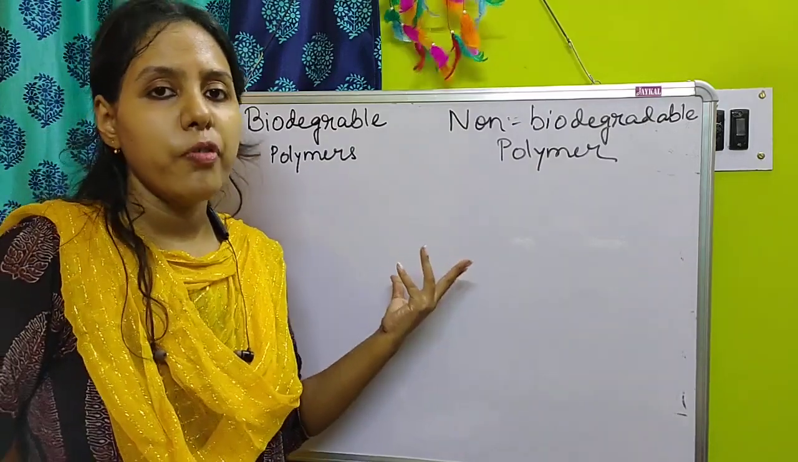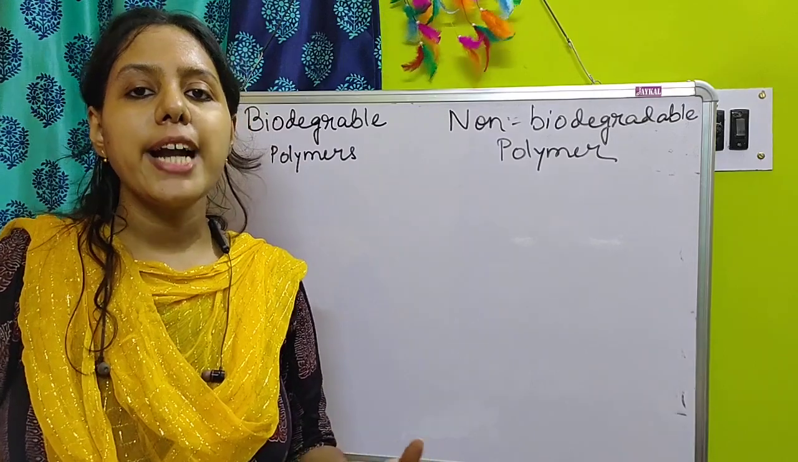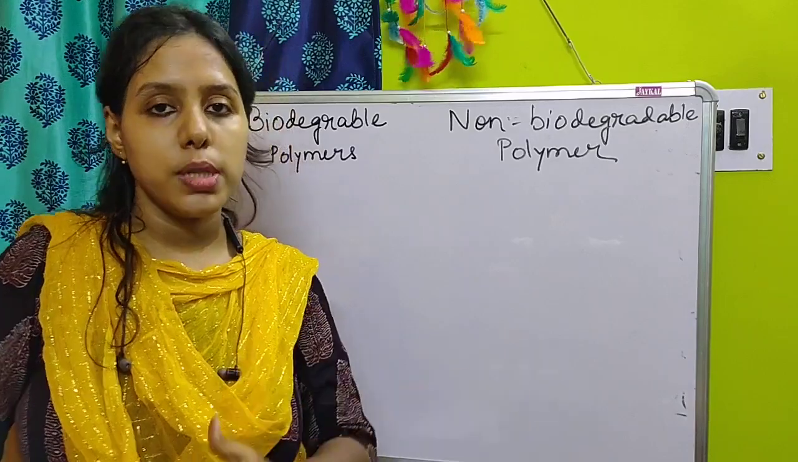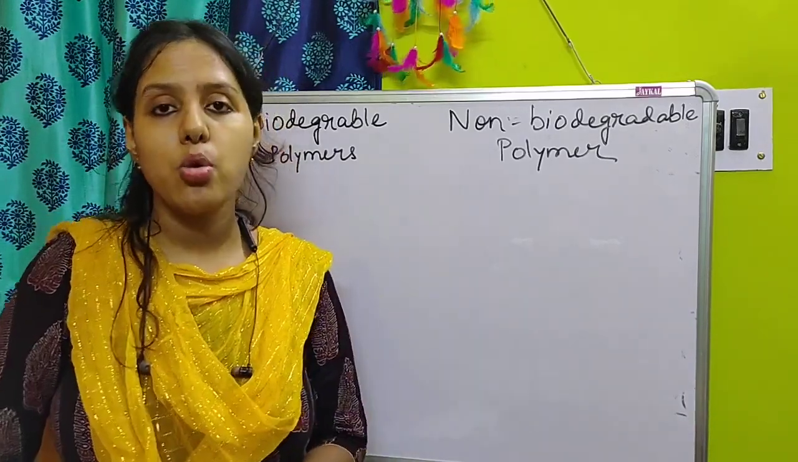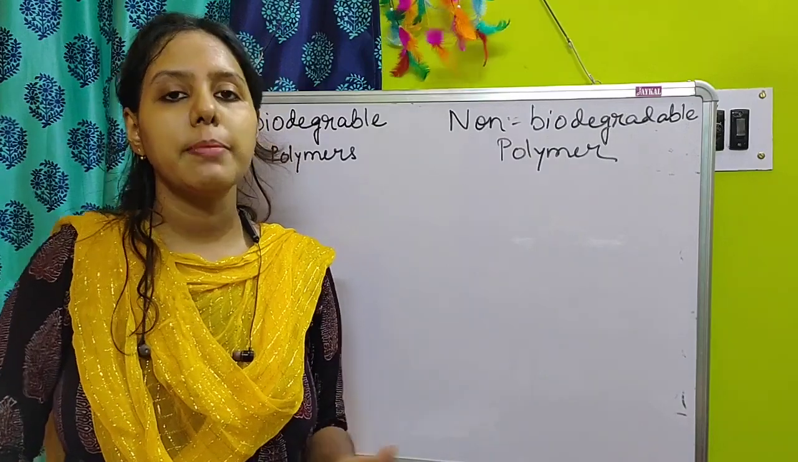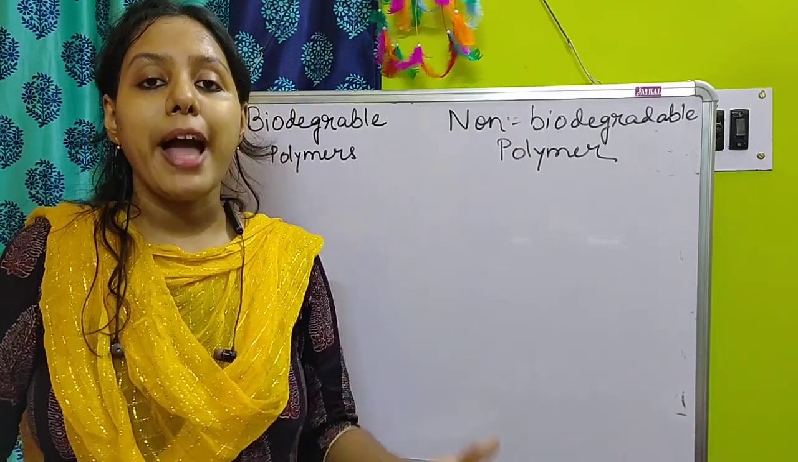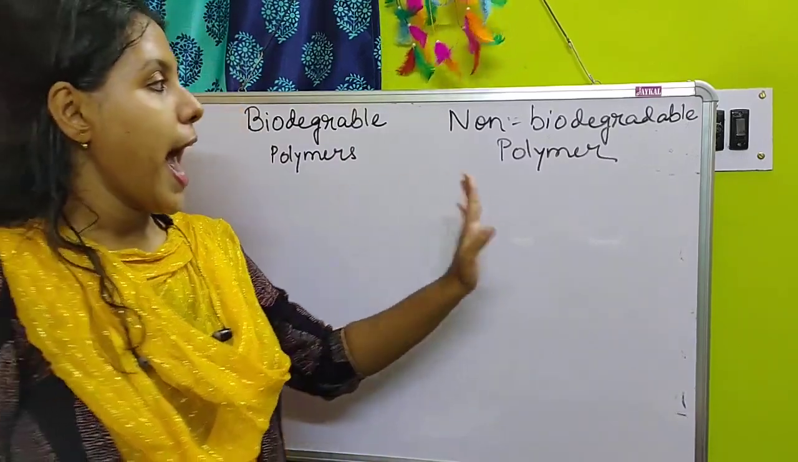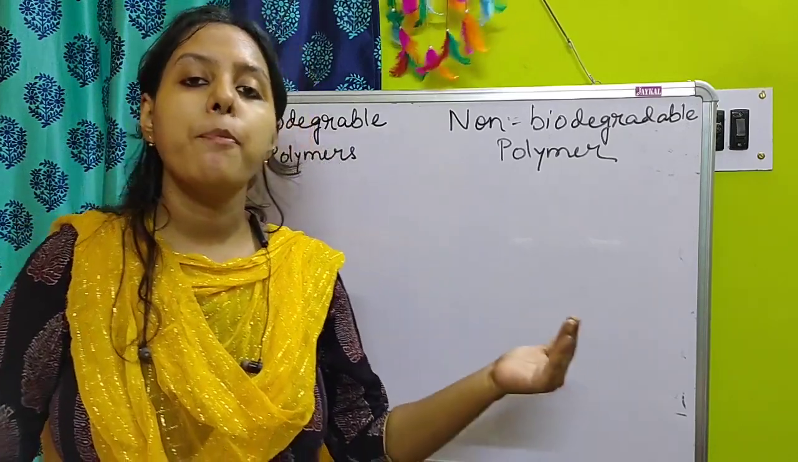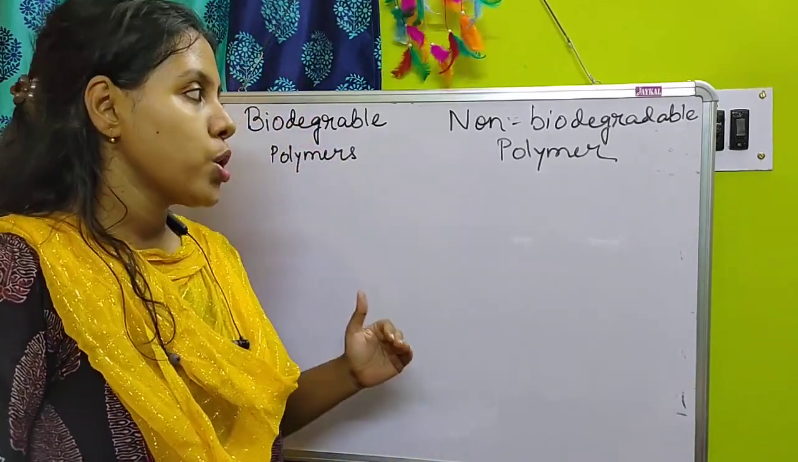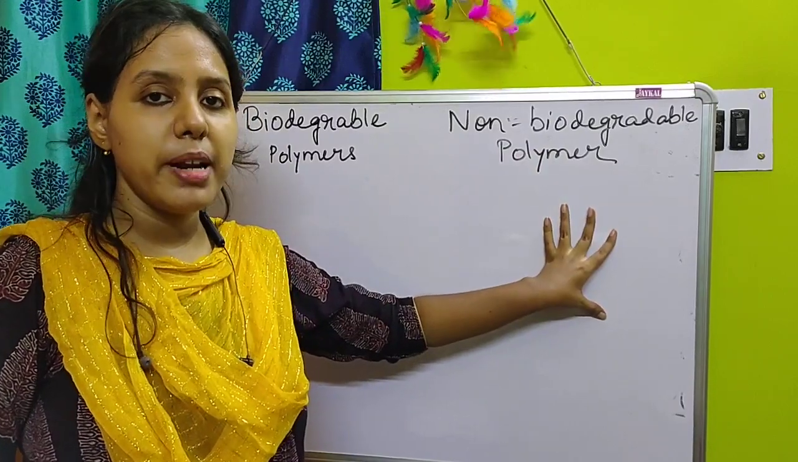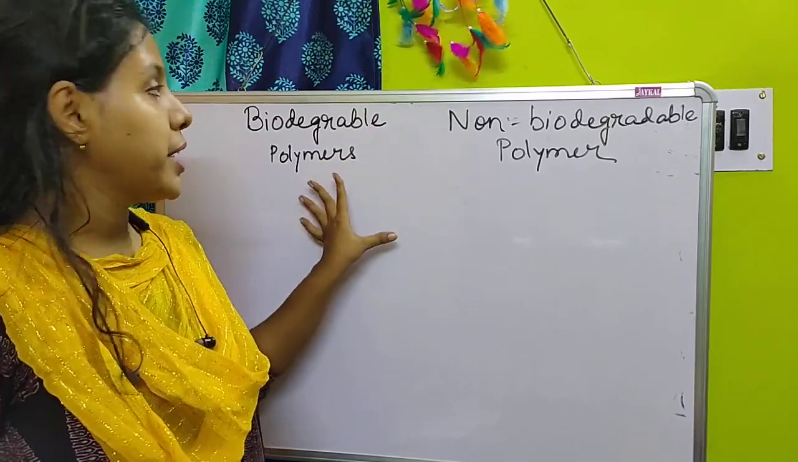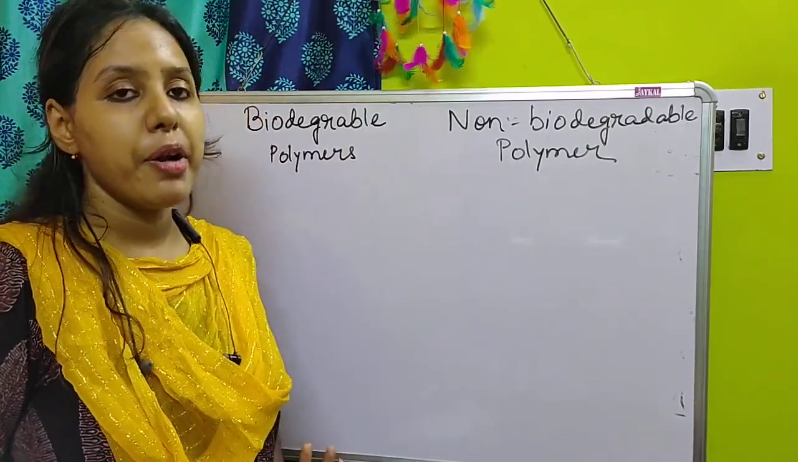So what are biodegradable polymers? You have already learned this type of topic earlier: biodegradable means that it can be decomposed into simple inorganic molecules like carbon dioxide with the help of microorganisms like bacteria, fungi, etc. And the polymers which cannot be decomposed into simple molecules are more harmful for our environment; these are non-biodegradable. Nowadays the demand for biodegradable polymers is greater than for non-biodegradable polymers.